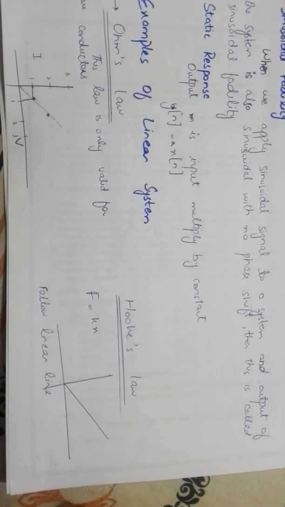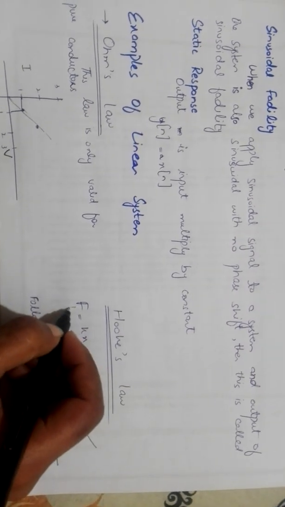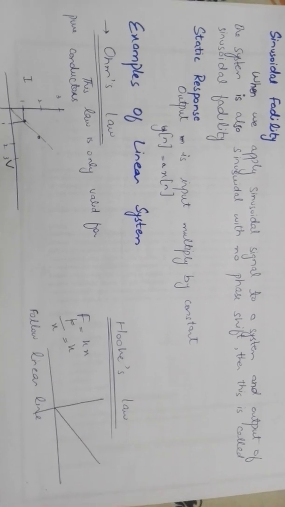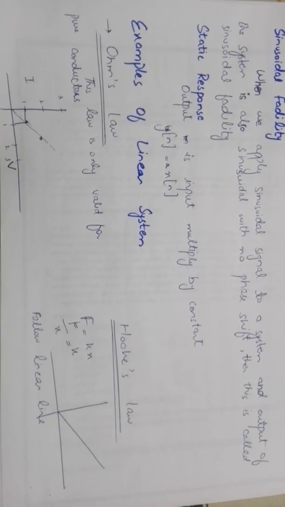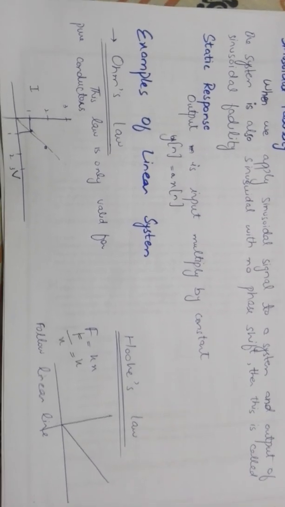Now let's talk about Hooke's law. Hooke's law: F is equal to K times x. F over x is equal to K. Whatever force we apply, the change in displacement takes place, which is always a constant quantity.